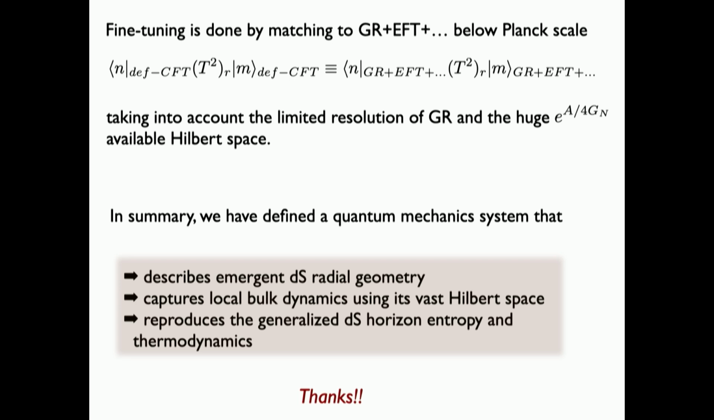Okay, and this is basically the end of our proposal for the dual of DS4. So in summary, what we have done is we have defined a quantum mechanics system, and this quantum mechanics system is able to first describe the emergent DS radial geometry. Then it represents local bulk dynamics because it uses fine-tuning in its vast Hilbert space. And finally, it explains the generalized DS horizon entropy and thermodynamics in terms of a well-defined microstate count.